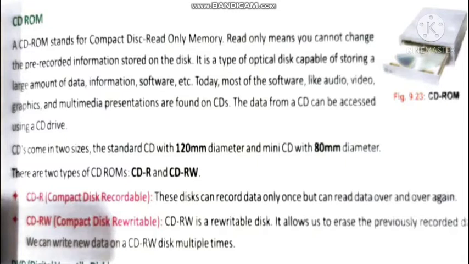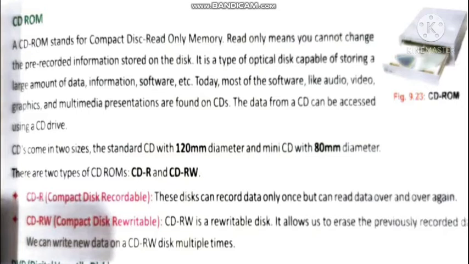Here, one more important thing you will come to know. You must have seen two sizes of CDs in the market. CDs come in two sizes. Standard size, which is commonly found, is of 120 mm diameter, and a mini CD is also available, which is 80 mm in diameter. Then two types of CD-ROMs are available. One is CDR and another one is CDRW.